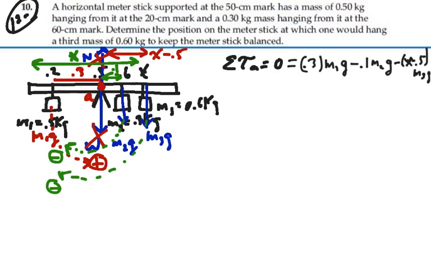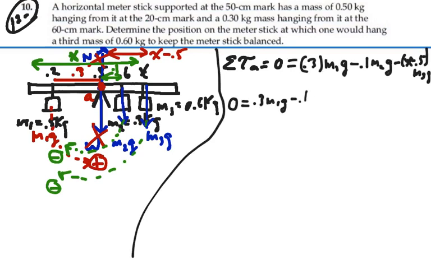Alright, so let's write this again a little bit more clear. So we got 0 is equal to 0.3 M1G minus 0.1 M2G minus (x minus 0.5) M3G. If I divide both sides by g, 9.8, I can get rid of the g's. 0 divided by g is 0. And then put in my masses.